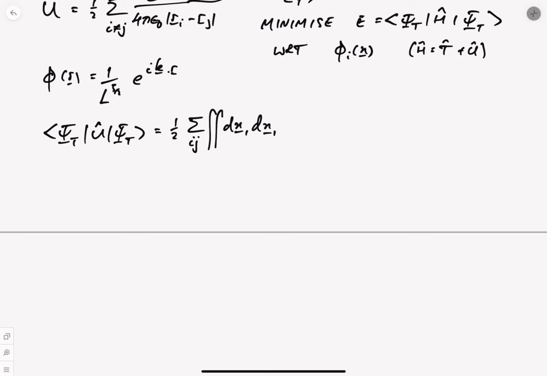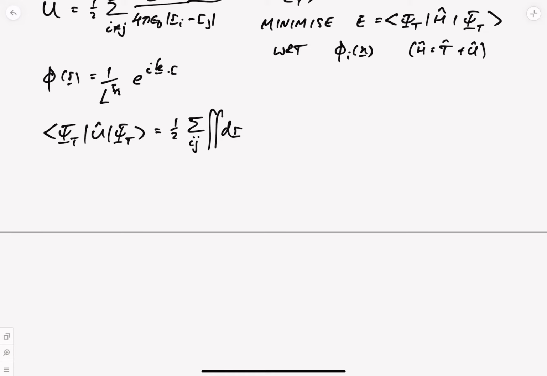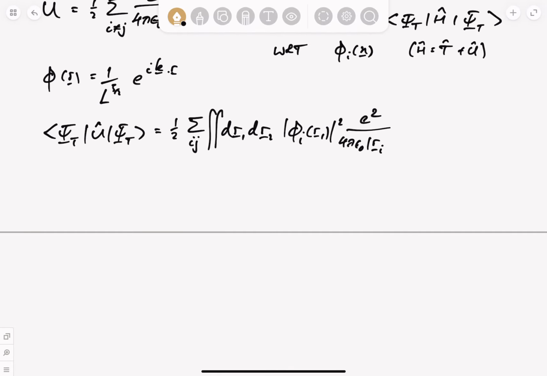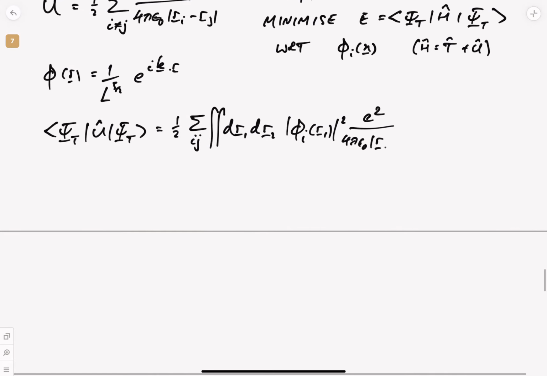Then the integrals dr1, dr2. Actually, let me just change that, I'm going to make these dr's rather than dx's, just for simplicity, and we'll assume that we're going to sum over spin. So dr1, dr2 of phi i of r1 squared, e squared over 4 pi epsilon naught, sorry, not ri, that should be r1, there we go, |r1 minus r2|, and then we're going to have phi j of r2 squared. So that's the standard electrostatic type operator we've seen before.